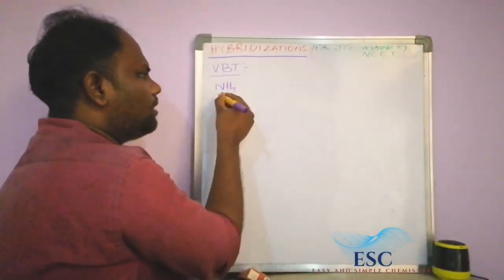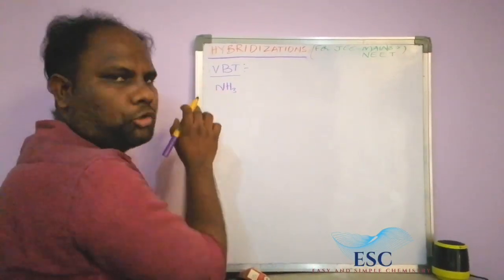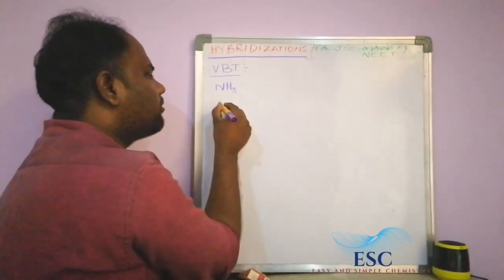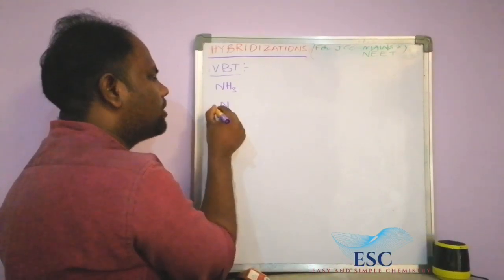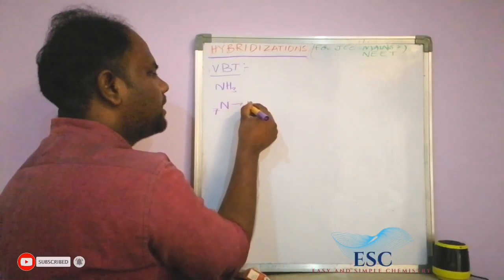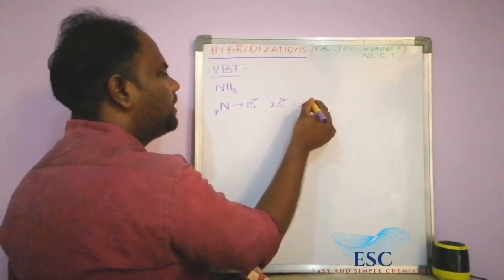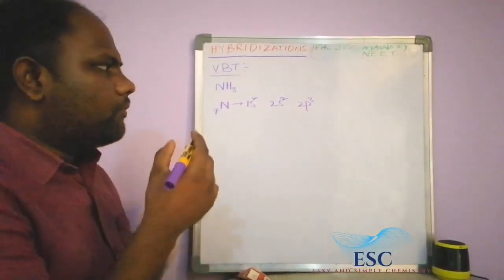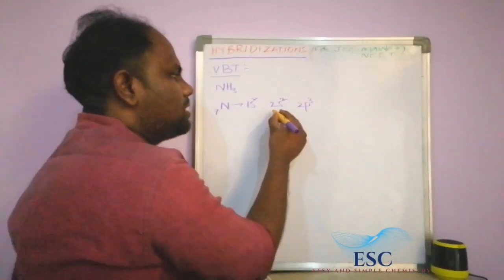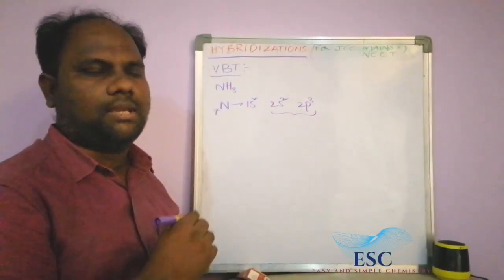Right? Which one is the central atom here? Nitrogen is the central atom. Then write the nitrogen electronic configuration. The atomic number of nitrogen is 7. The electronic configuration is 1s2, 2s2 and 2p3. So, which orbitals are valency orbitals? 2s2 and 2p3 orbitals are valency orbitals.